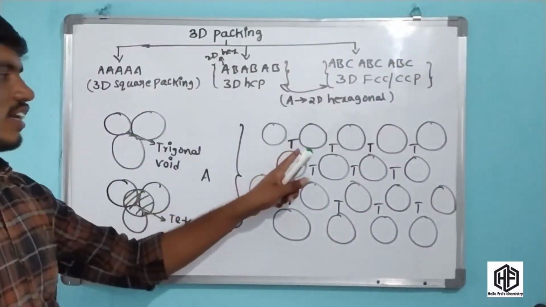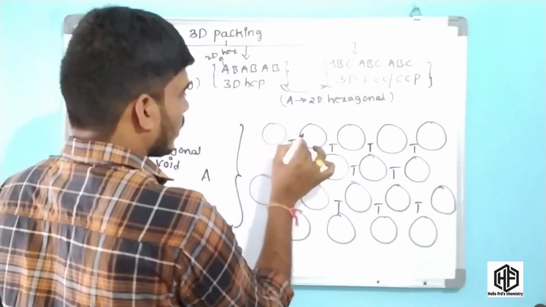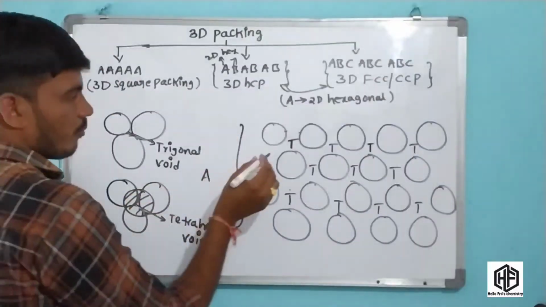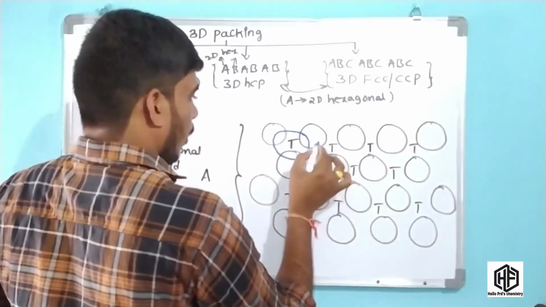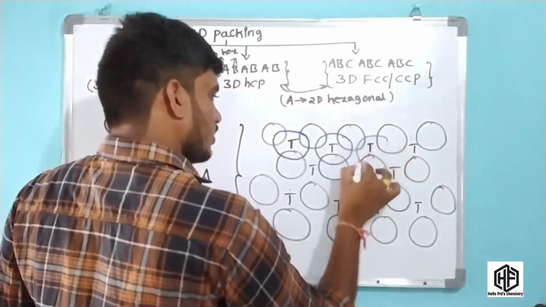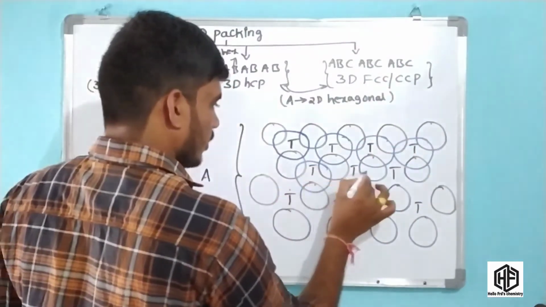Okay friends, one layer covers these tetrahedral voids. That layer is called the B layer. Okay friends, this B layer covers the tetrahedral voids like this. This is the arrangement of the B type of layer, like this, friends. This is so important, friends.